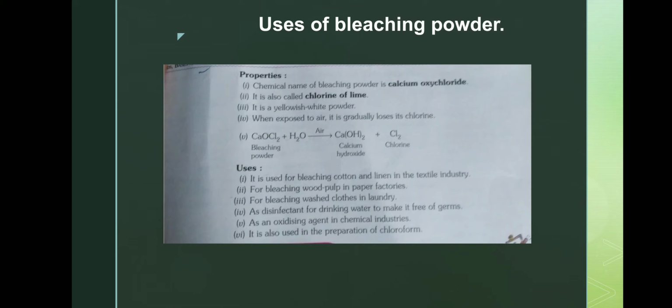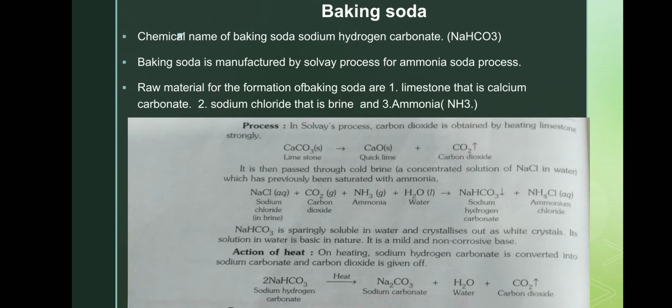And also the most important thing, that is used for the preparation of chloroform. Next, and the most important salt, that is baking soda, generally we are using in our kitchen. Baking soda, chemical name sodium hydrogen carbonate or sodium bicarbonate. This is manufactured by the process named Solvay process.